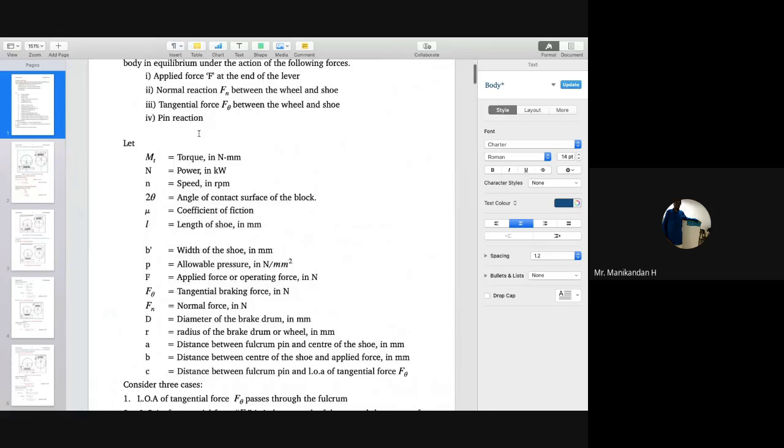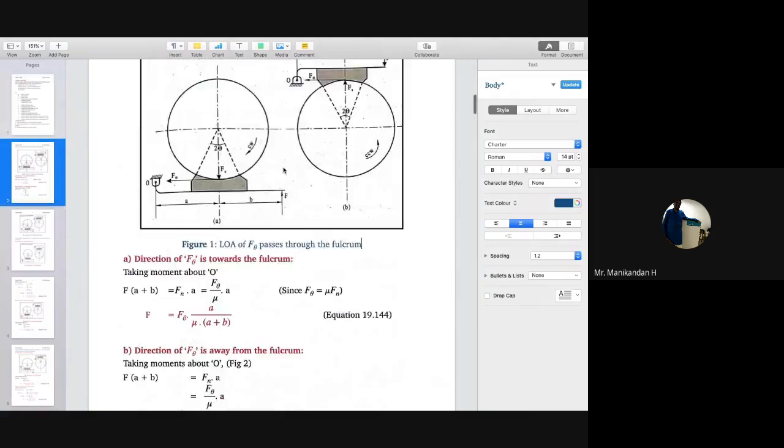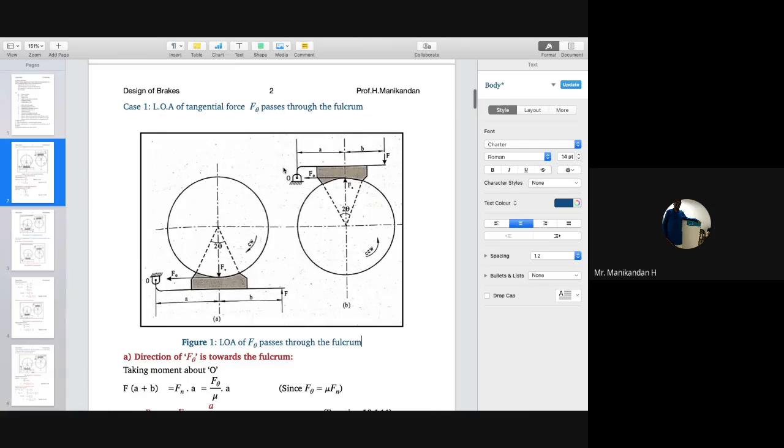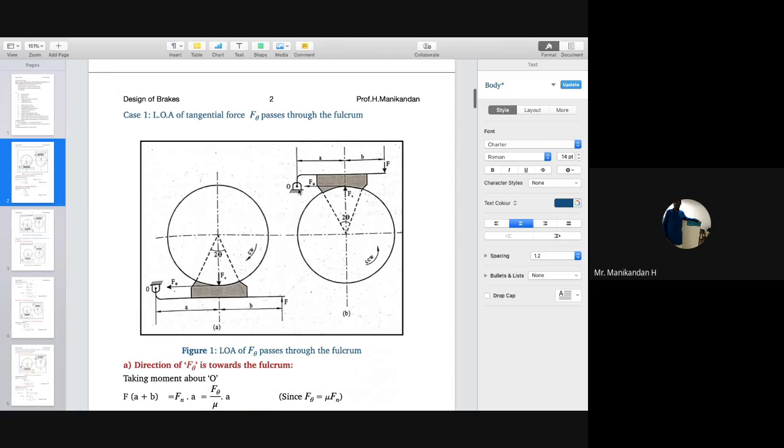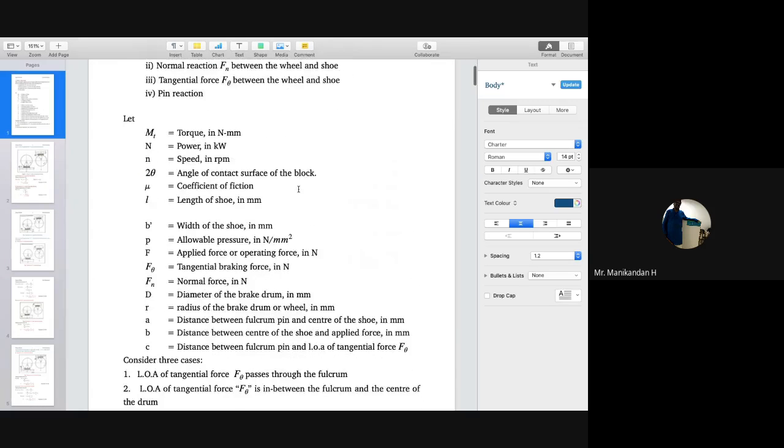The last one is the pin reaction. Most of the time it is negligible, so I have not shown the pin reaction in this diagram. Now these are the notations.